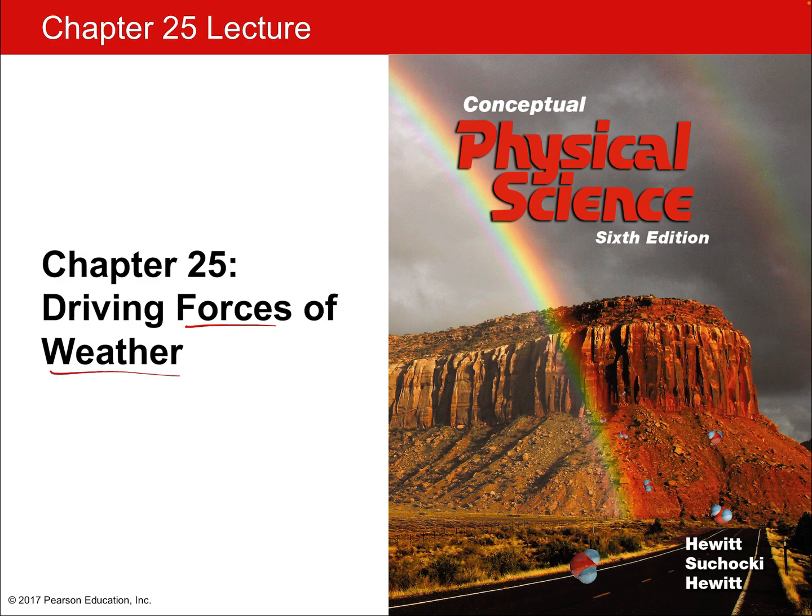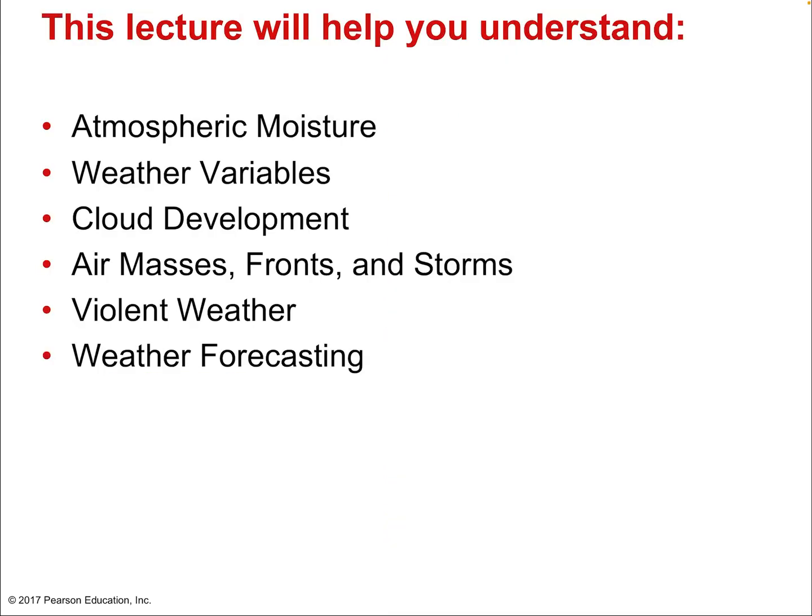Now, this chapter, Chapter 25, is our final of 6 chapters covering Earth science or geology. After this, we're going to move past the Earth and talk about the science of astronomy. So we're wrapping up all of our different divisions of physical science. So let's see what's in store for Chapter 25.